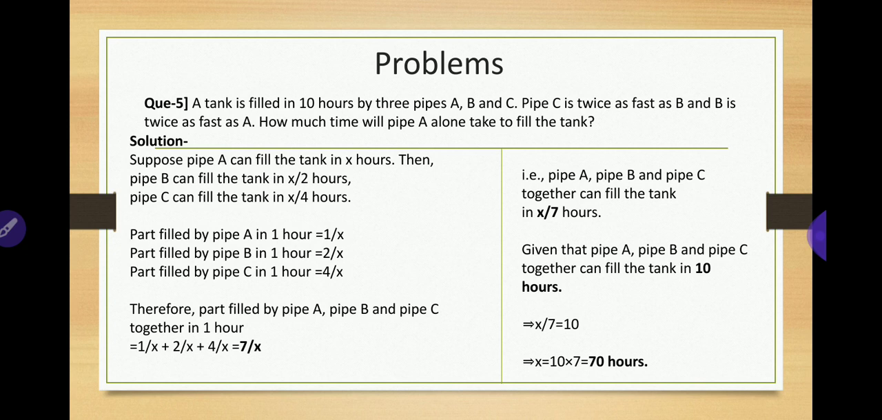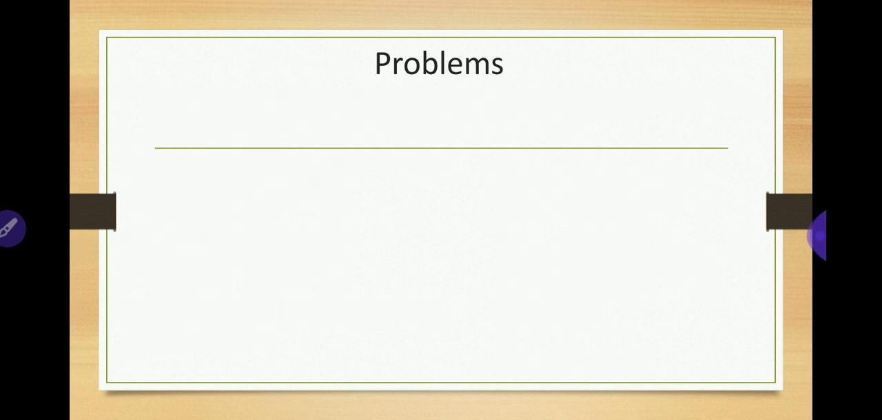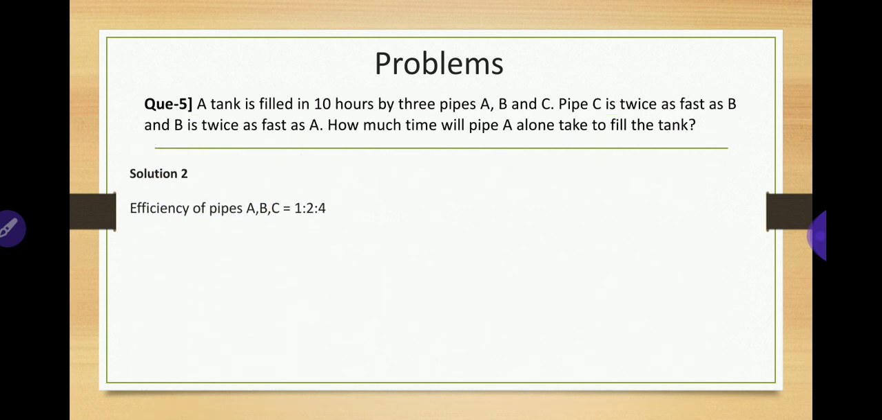So this is the usual conceptual method, but in short you can find it by using the method of proportion also. Now the efficiency of each pipe you can see from the problem statement. Pipe C is twice as fast as B, and B is twice as fast as A, therefore we'll consider the efficiency of A equal to 1, efficiency of B will be 2 because it is twice as fast as A, efficiency of C will be twice as fast as B, therefore it will be 4. Therefore efficiencies of these pipes A, B, C will be 1:2:4. This will be the proportion.